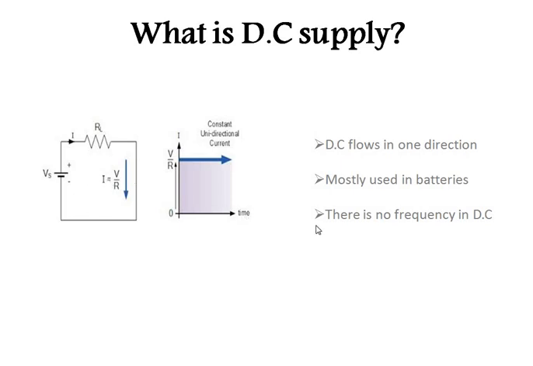Okay, and we can see here there is no frequency in DC, as I discussed earlier that in AC supply there are number of cycles and frequency is number of cycles per second. But in case of DC there are no cycles, the flow of current is only in one direction, so there will be no frequency.